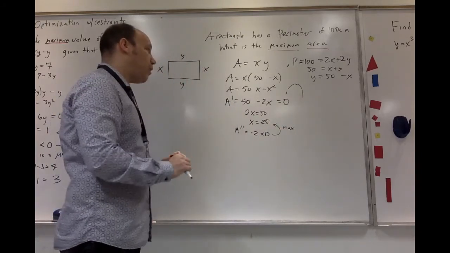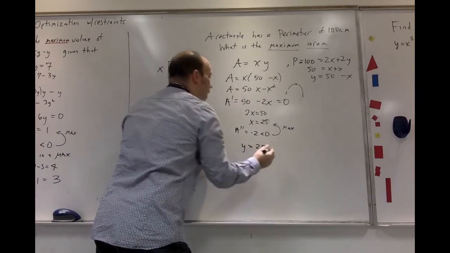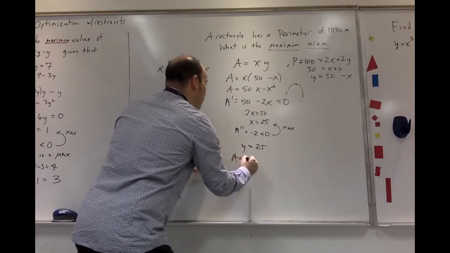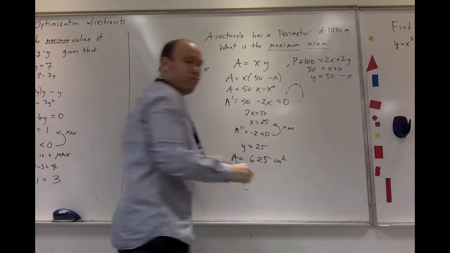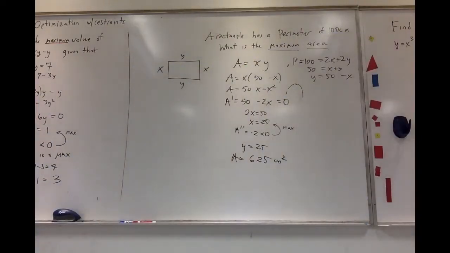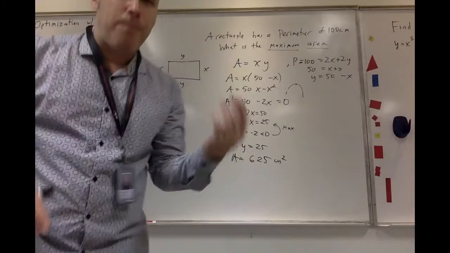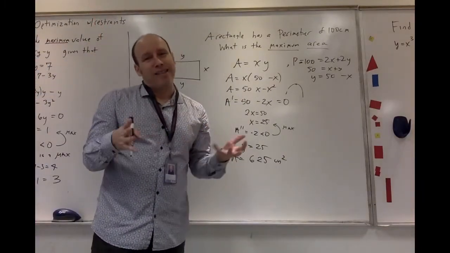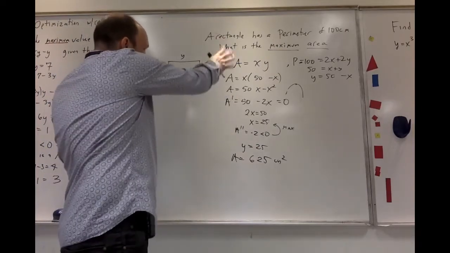If x equals 25, then we know from our formula y equals 25, and therefore the maximum area is 625 units squared. That's fine. The book actually talks about this on page 676. These are called isoperimetric problems, in that the rectangle that maximizes area is a square. It's kind of cool, but once again, same problems.